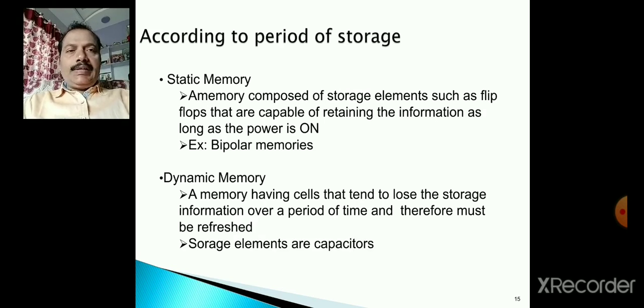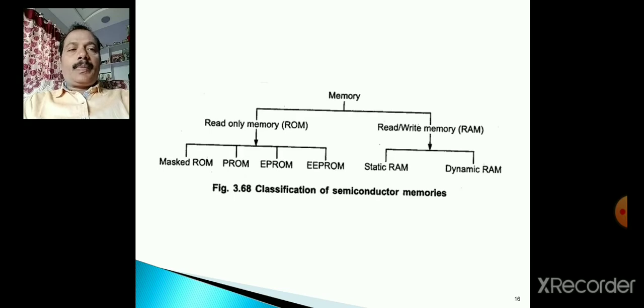How is the data lost? Because in dynamic memory, the basic memory element is constructed with a capacitor. The capacitor stores the data as a charge, and the charge will be slowly discharged after a certain time. So that is the problem. It is called leaking of the data. So this is a dynamic memory.